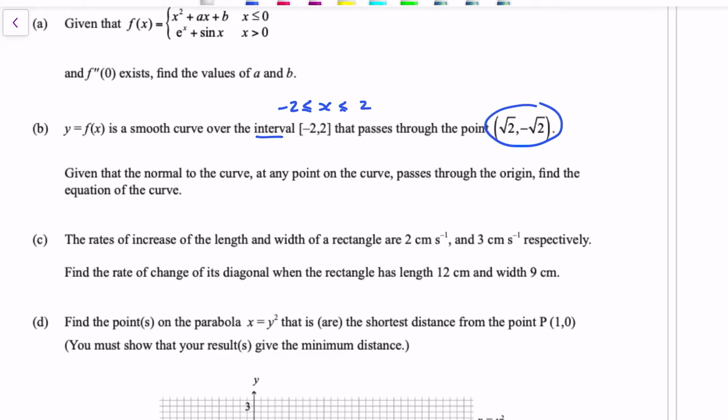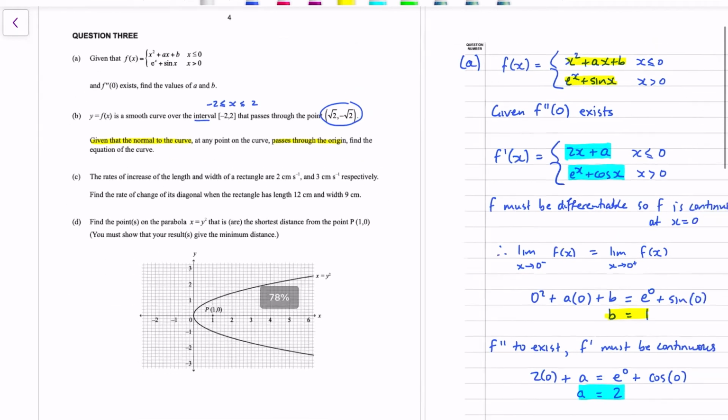We've got a smooth curve in this interval that passes through the point (√2, -√2). Given that the normal to the curve, so a perpendicular line, a line that's perpendicular to the tangent, at any point passes through the origin, find the equation of the curve. So you might think about what the curve would look like.